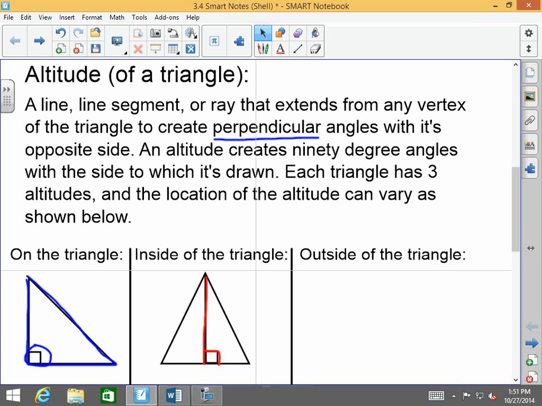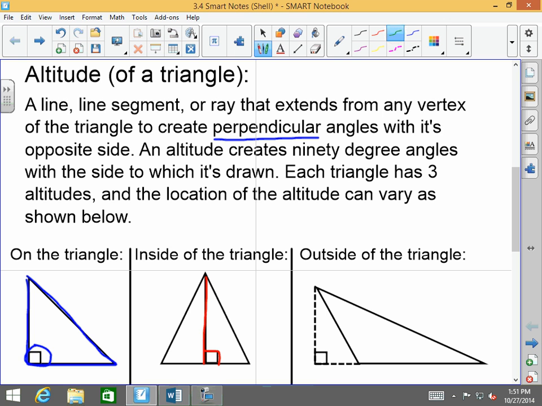And you can also have an altitude on the outside of a triangle. In this particular case, this is my triangle right here, but I created the altitude out here. It's outside of the triangle. But what's really important to know is that the altitude creates a 90-degree angle. It is perpendicular to the side opposite of the vertex.